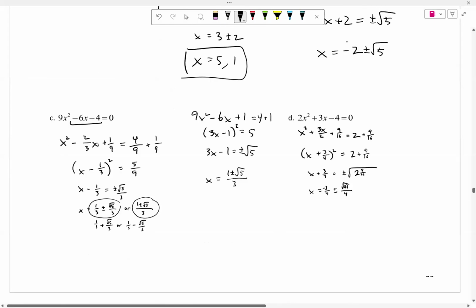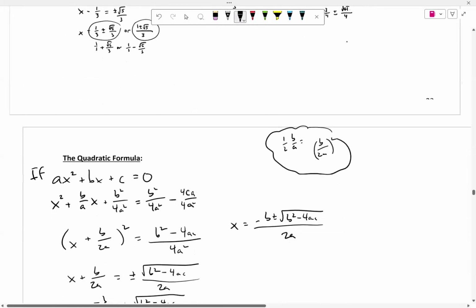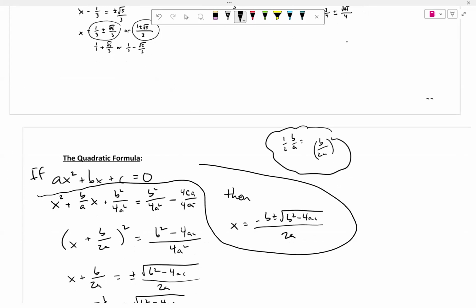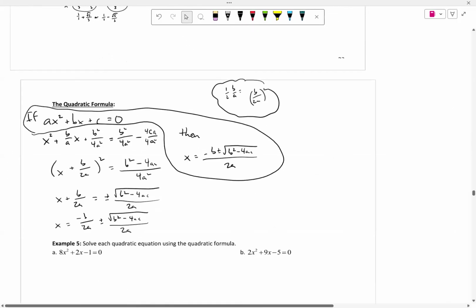And it's just this. If we have a quadratic equation, then x is equal to this. I'll put that in a box so you can put that all together. Any questions?